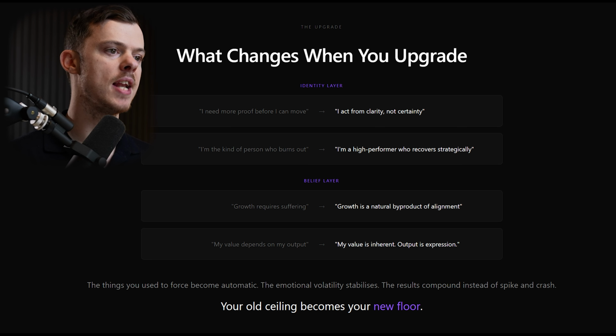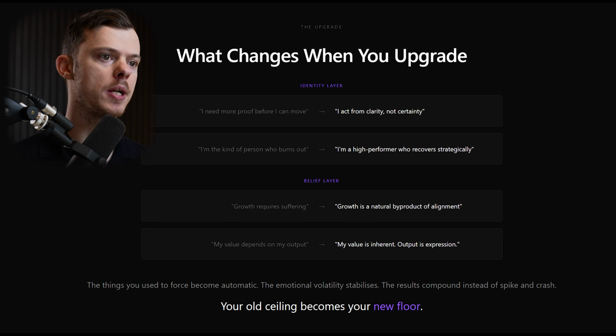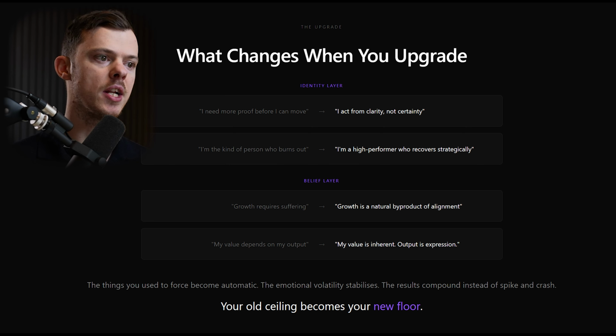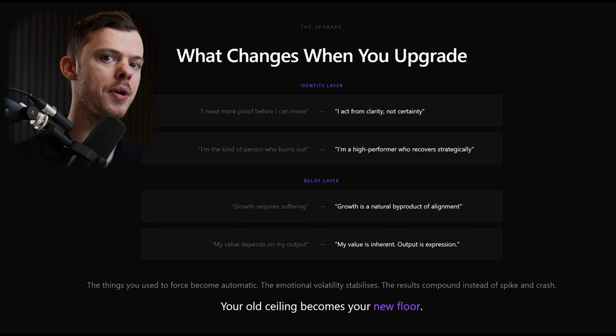Well, at the identity layer, instead of I need more proof before I can move, you operate from I act from clarity, not certainty. Instead of I'm the kind of person who burns out, you operate from I am a high performer who recovers strategically. And at the belief layer, instead of growth requires suffering, you operate from growth is a natural byproduct of alignment. Instead of my value depends on my output, you operate from my value is inherent, output is the expression.